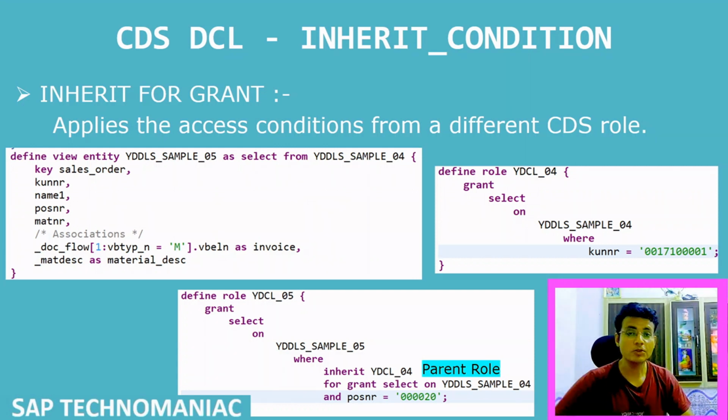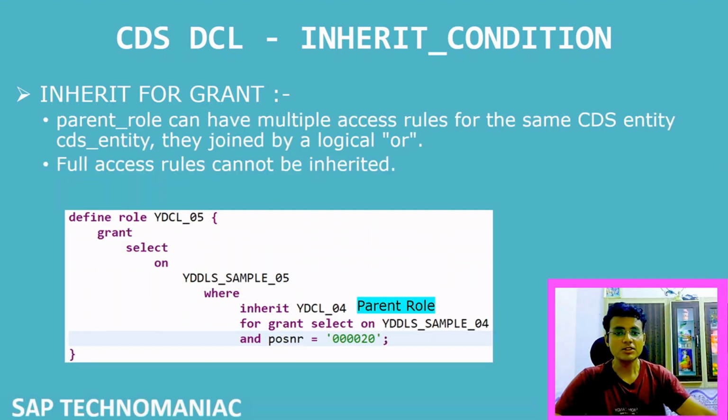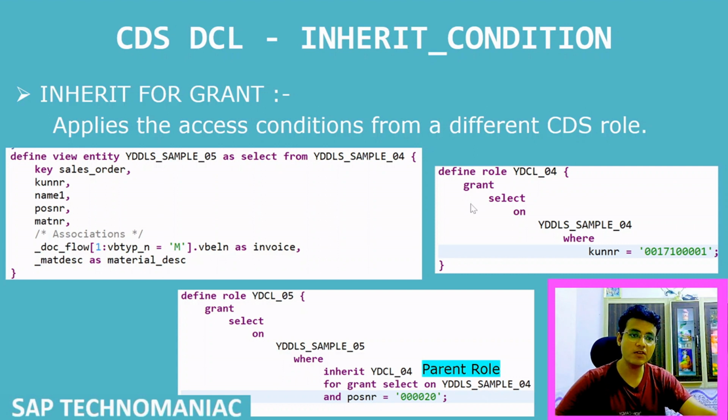There are two important rules whenever we create the inherit condition, inherit for grant. First, the parent role can have multiple access rules. As I told you, whatever we define starting with grant and ending with a comma is one access rule. The parent role can have multiple access rules. If the parent role has multiple access rules, they will be combined using OR conditions, and all of them will be applied here also. In this case we have only one rule, but if there are multiple rules in a particular defined role, they will be combined using OR conditions.